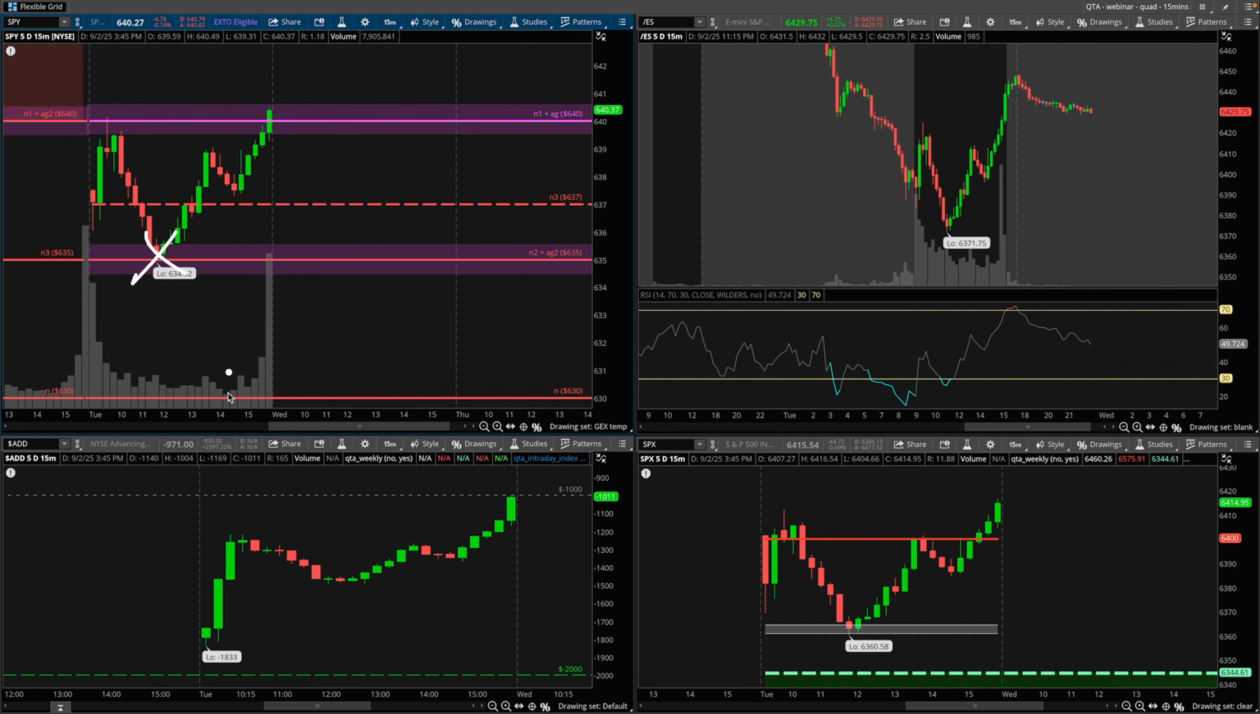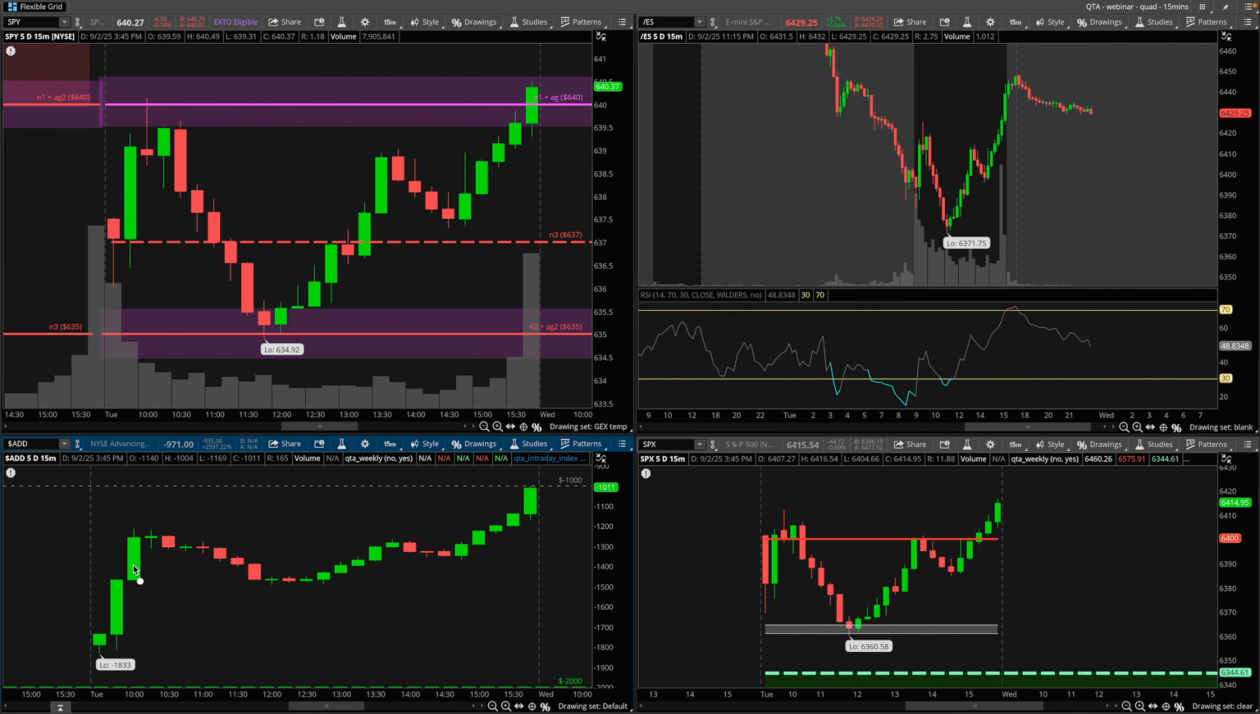So this is a major support level. At the start of the day, the ADD was here. I just stretched them out so they lined up a little bit better. This is the start of the day. So the ADD is currently here while price action is here.